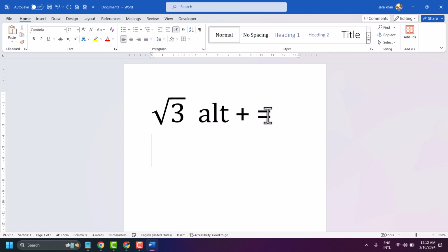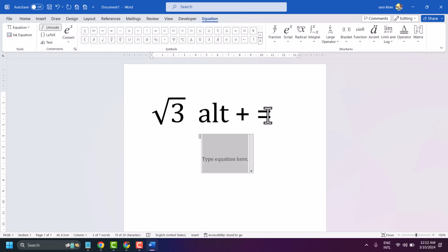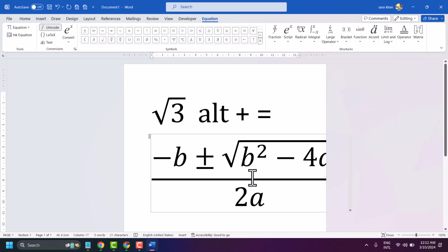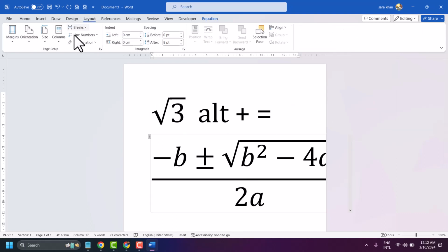This is a shortcut for equation editor. Once you open this equation editor, in radical you can select square root, radical with degree, square root with degree, and cubic root. And this is the common formula. So this is the way.